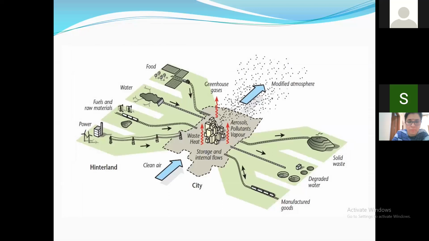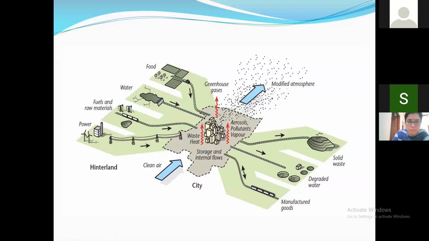So we can visualize a city or an urban area to be just like an organism which draws inputs in the form of food items, water, or fuel and raw materials required for manufacturing activities, and which draws in energy in the form of power. And then the city gives you output also in terms of the waste generated, whether it could be a solid waste or a liquid waste, or of course the manufactured goods also. They may enter into the system or they may go out of the system also.